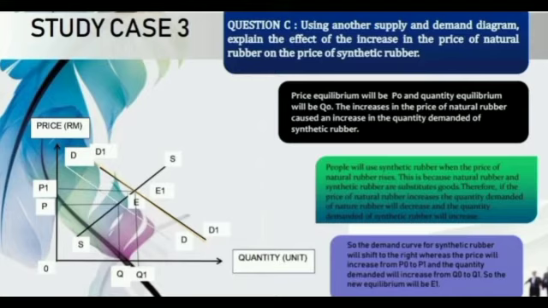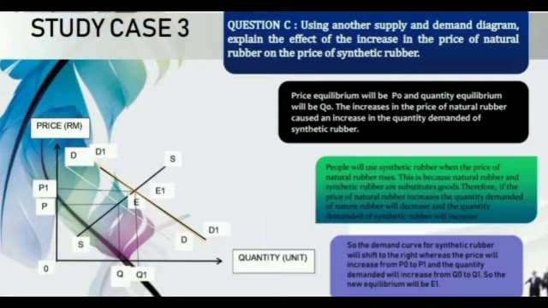Question C is, using another supply and demand diagram, explain the effect of the increase in the price of natural rubber on the price of synthetic rubber. Based on diagram 1, the price equilibrium will be P0 and the quantity equilibrium will be Q0. If the price of natural rubber increases, it wouldn't affect the price of synthetic rubber directly, but it will affect the quantity demanded of synthetic rubber.